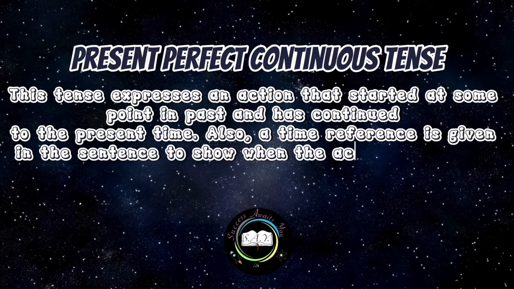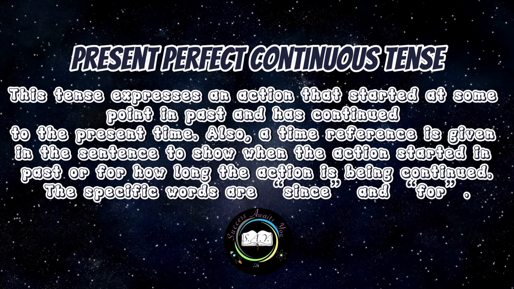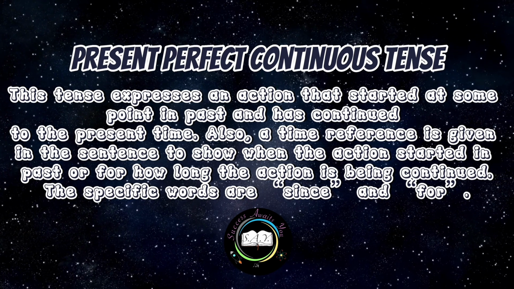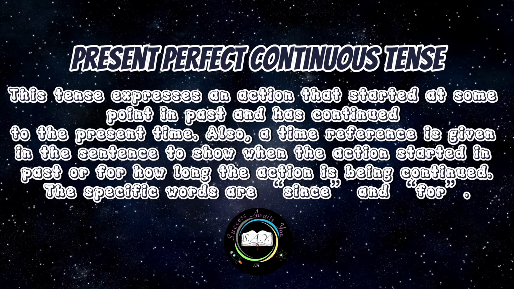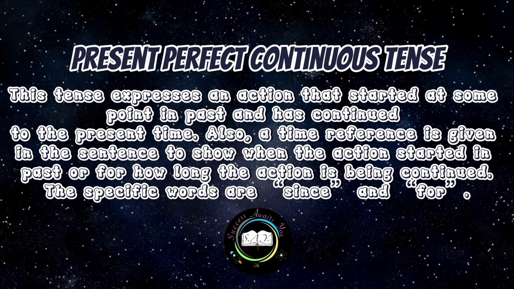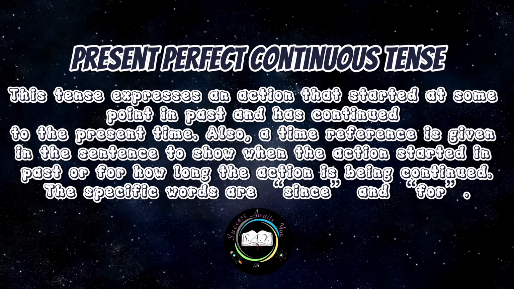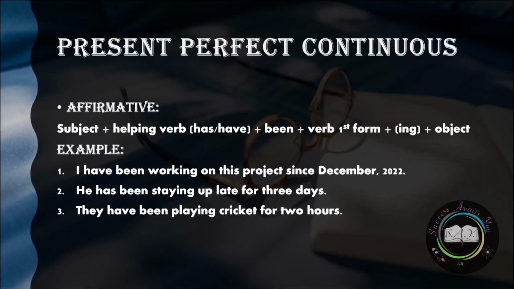First comes the present perfect continuous tense. It shows the ongoing nature of an action that started in the past and is still continued in the present. For this purpose, a time reference is also used to show when the action was started or for how long the action is being continued. Since is used when the exact starting time is given, and for is used when only the duration of the action is known. The structure for present perfect continuous is subject plus helping verb, which is has been and have been, then verb first form plus ing, and in the end object, which here is since or for plus time.